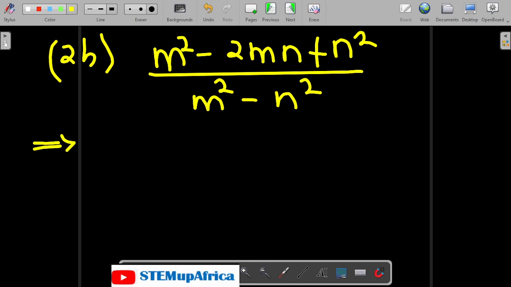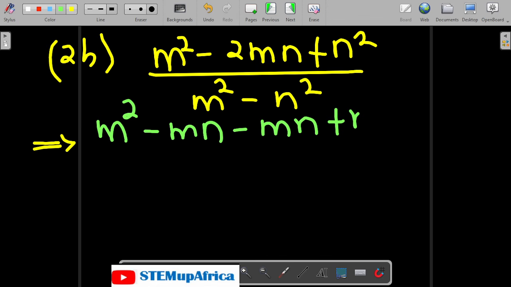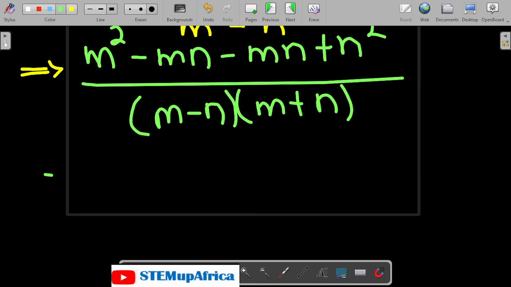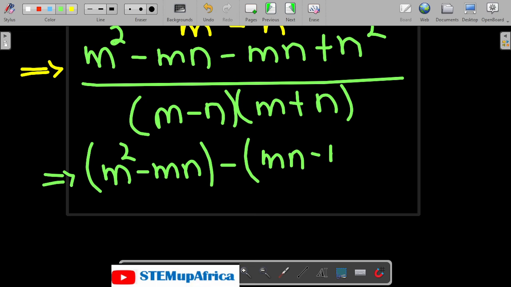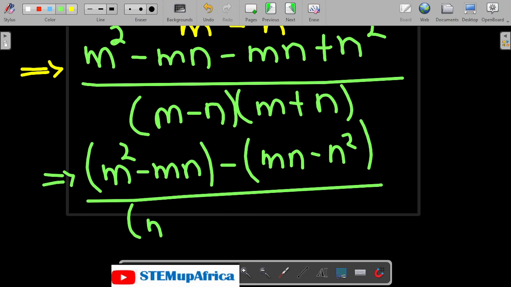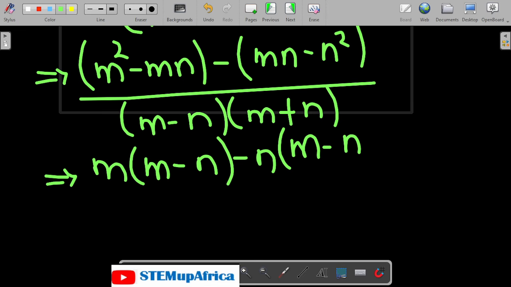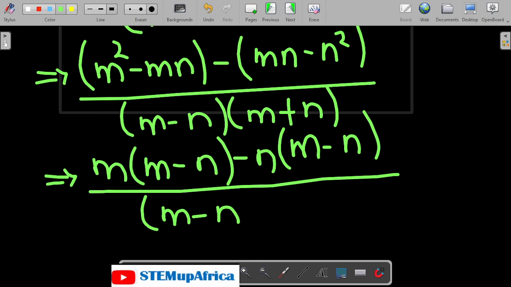So this implies m squared minus mn minus mn plus n squared. The denominator is a difference of two squares, m minus n and m plus n. So I bracket the first two: m squared minus mn, and the last two: minus mn plus n squared, over m minus n and m plus n. Then I factorize each bracket. m is common here, giving m minus n. Then minus n is common, giving m minus n again.